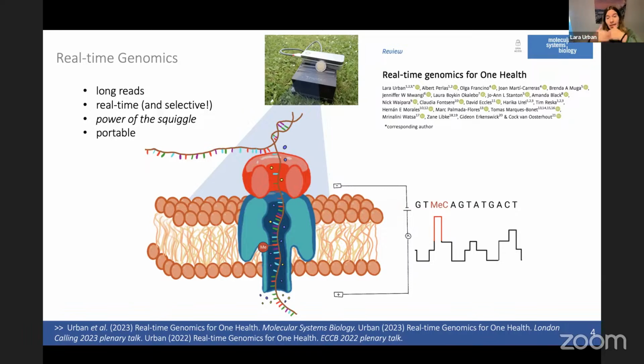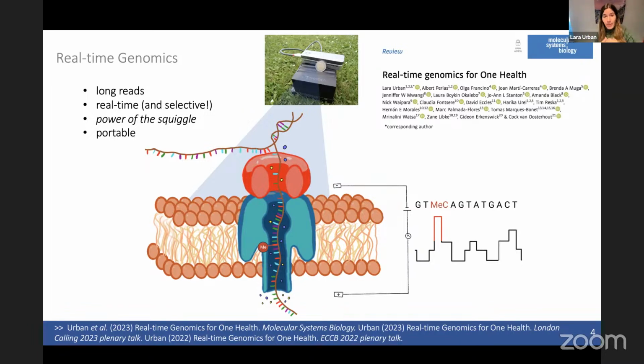Now, taking a step back, what I would like to show you today are a few examples of how we can use real-time genomic approaches to better understand One Health. And I would really hope that it might also develop some ideas for your own research into how you can either venture more into the One Health space or use these real-time genomic approaches.